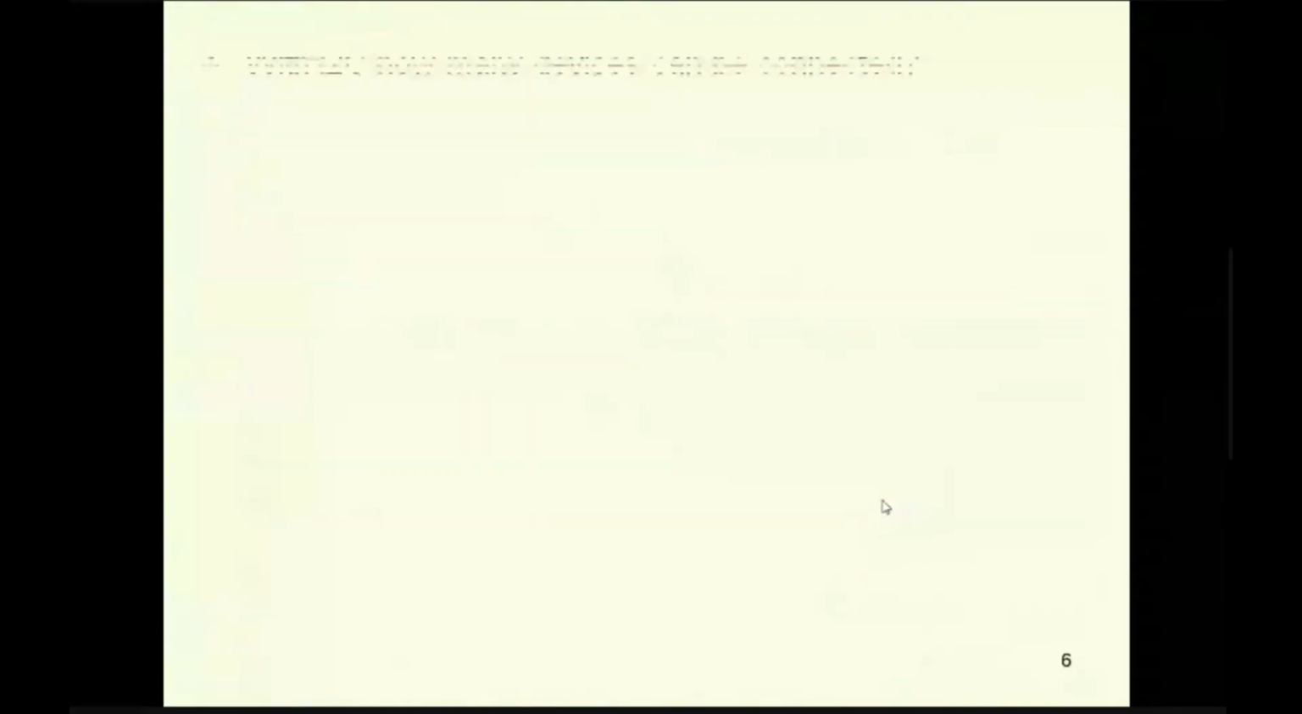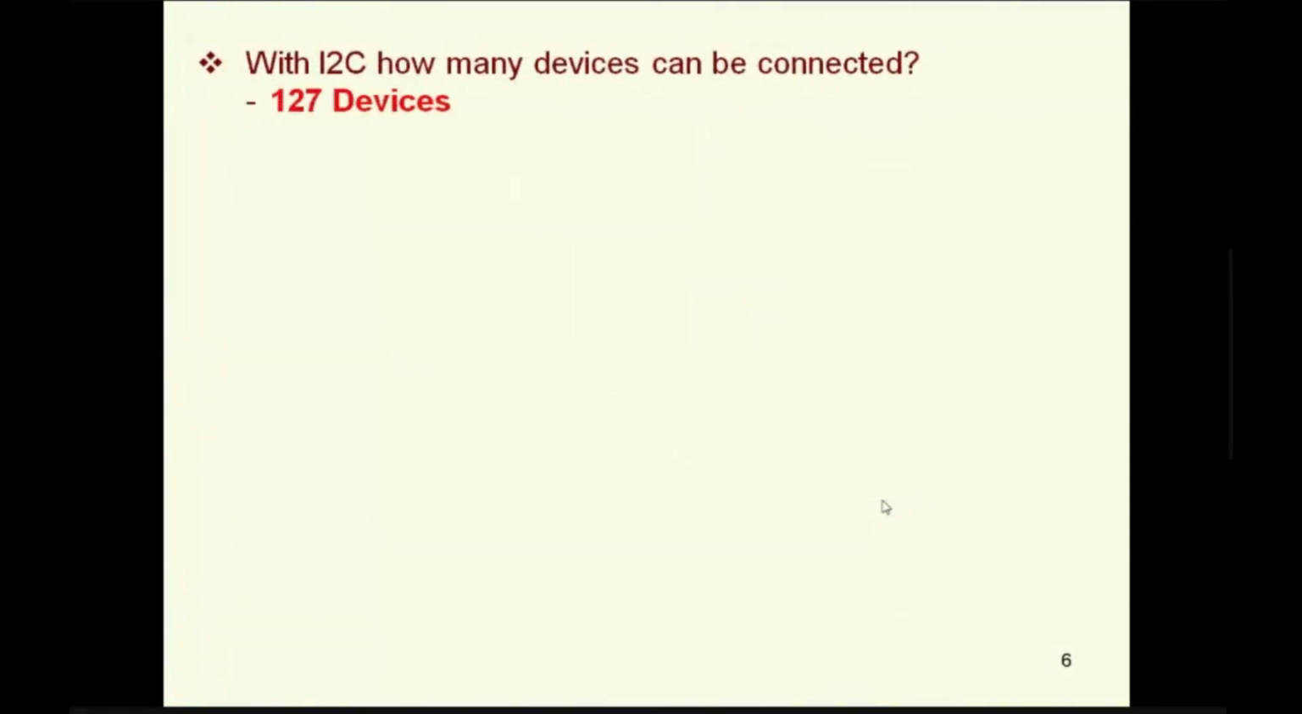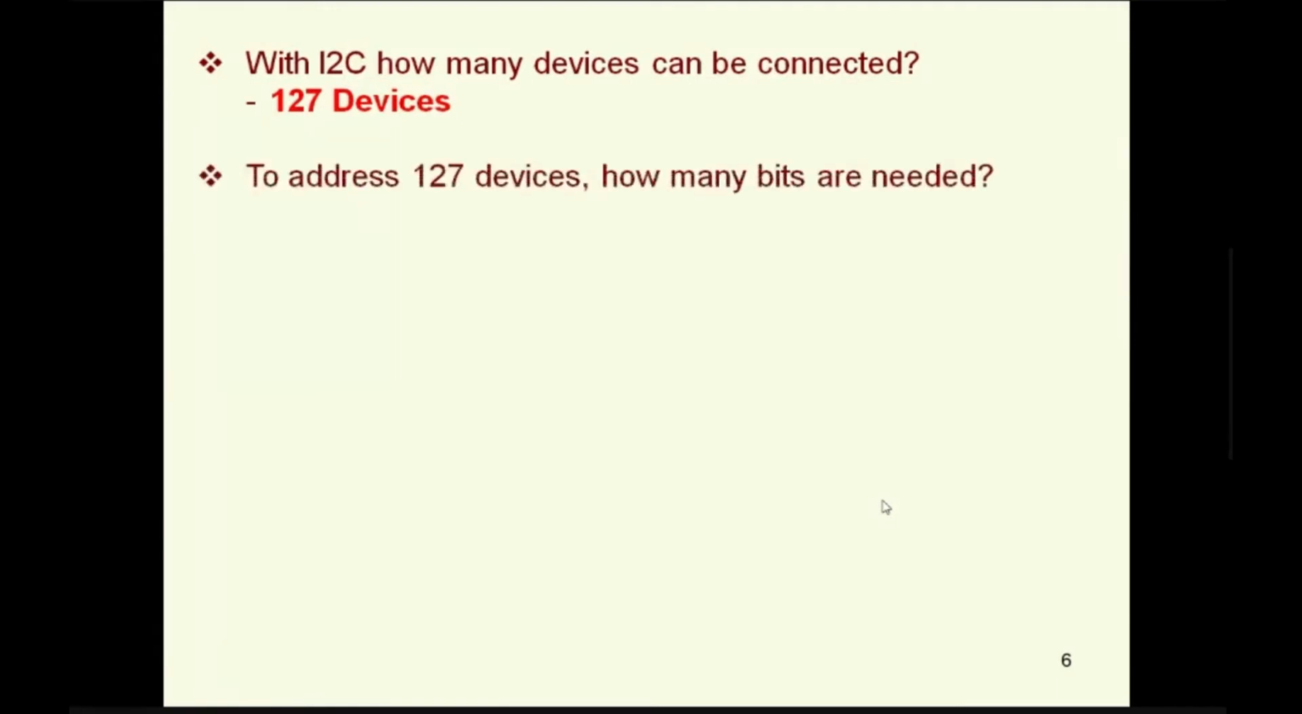So with I2C, how many devices can be connected? Maximum we can connect 127 devices. To address 127 devices, how many bits are needed? 2 power x equal to 127, so 2 power 7 equals 128. So 7 bits. So the I2C protocol has 7-bit addressing.